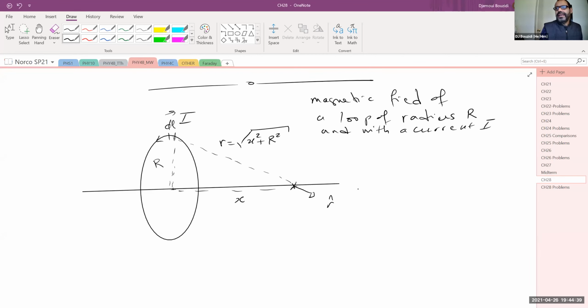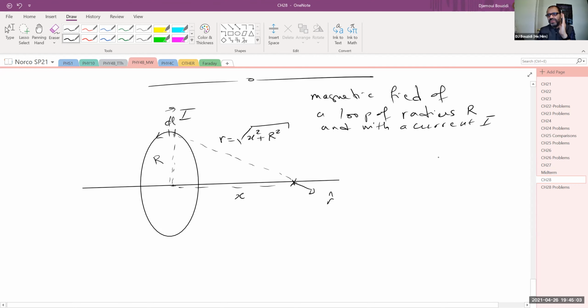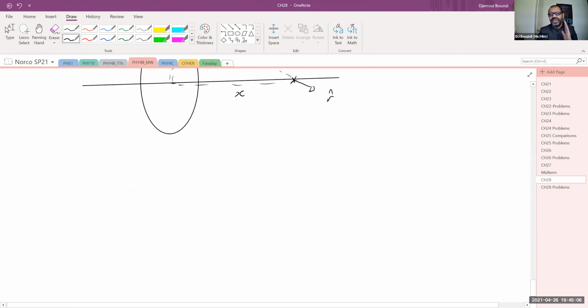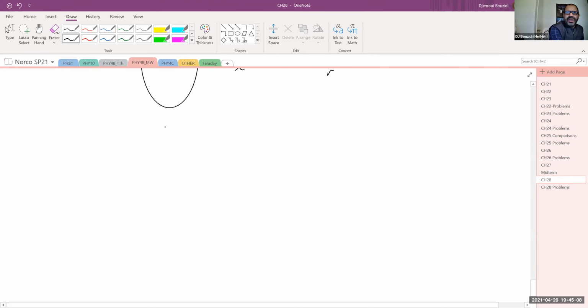So we want to find the magnetic field created by this loop. Let me redraw the shape because it's tilted a little bit and looks odd. This is not how it's supposed to look. It's supposed to be sitting exactly like this on the screen. So if I look at it sidewise, this is how it actually looks. This loop looks like this.